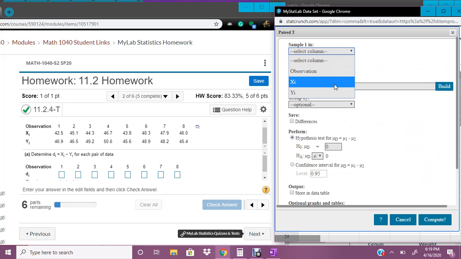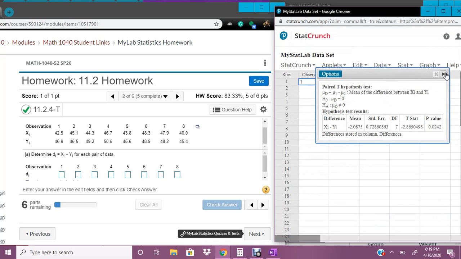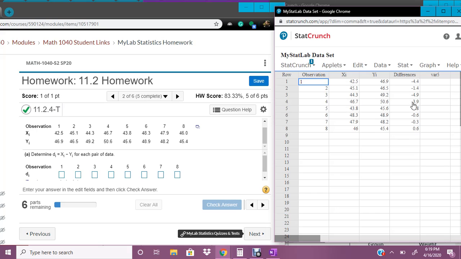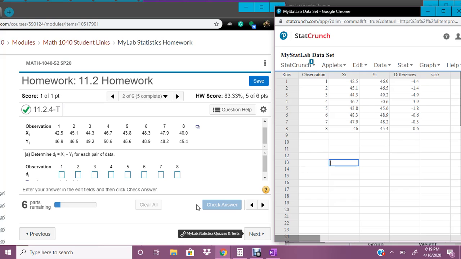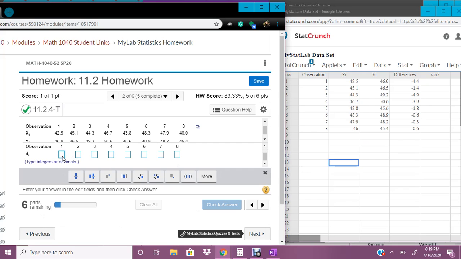Sample 1 is always going to be the X. Sample 2 is Y. It does get messed up if you mix them up. And then check this box right here, the Save Differences. Click Compute and just exit that out so we have this differences column. So what that did was just subtract X from Y, just like how it asks you to do right here. And that's the quick way that it does it all for you. And then you can just type in these differences.